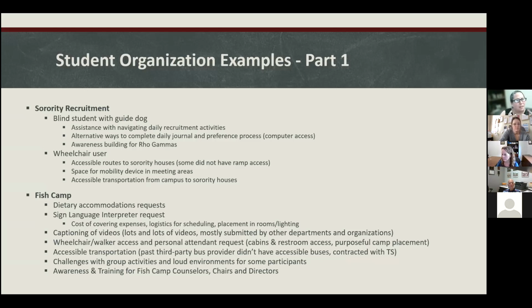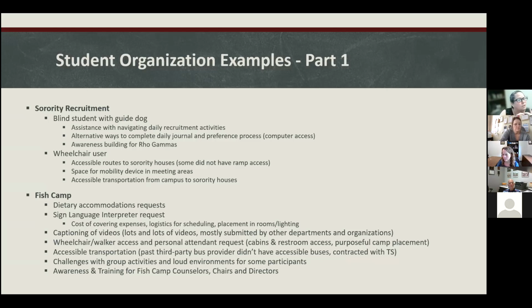And it was nice that the student came to our office ahead of time and said, hey, I'm thinking about going through recruitment. What would this involve? We connected them with the Greek life office in Penberthy. And then we walked through what they would need to do and were there to troubleshoot and figure out how to do things.